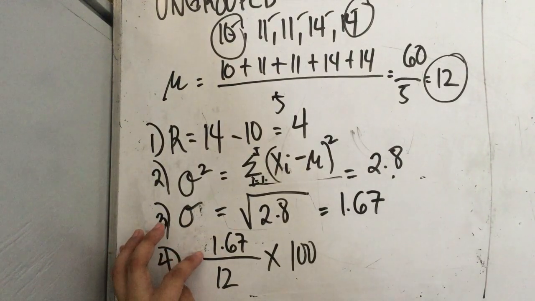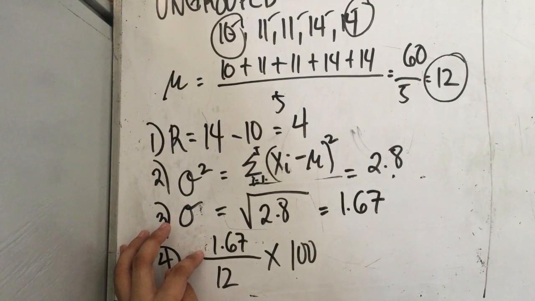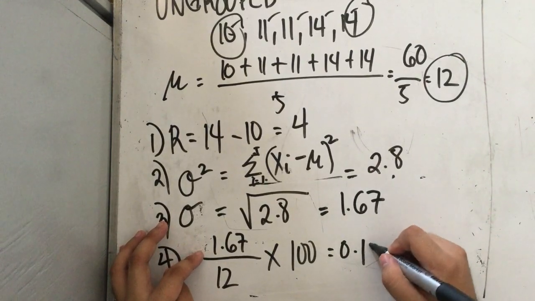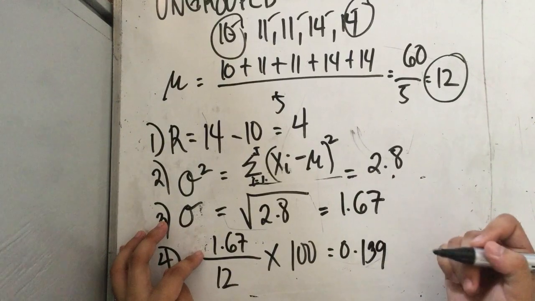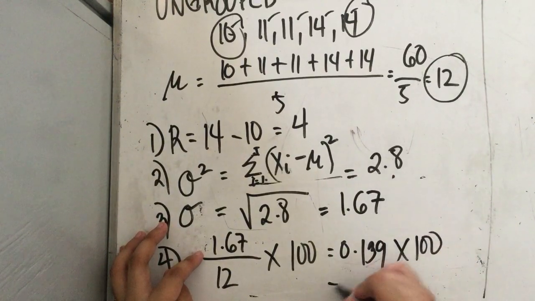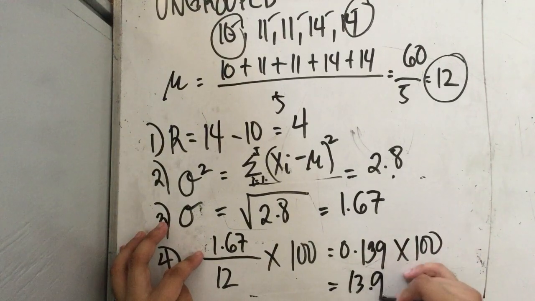Okay, 1.67 divided by 12 is 0.39. Okay, times 100, so magiging 13.9.